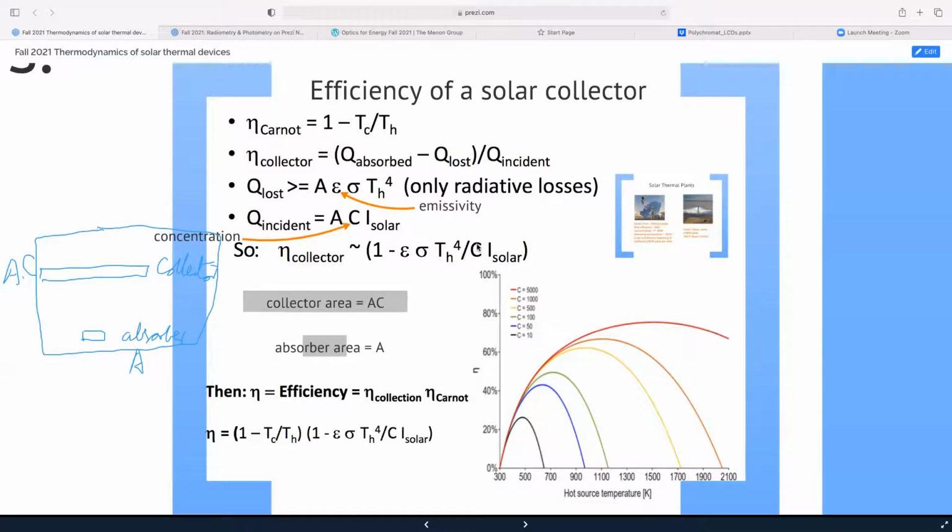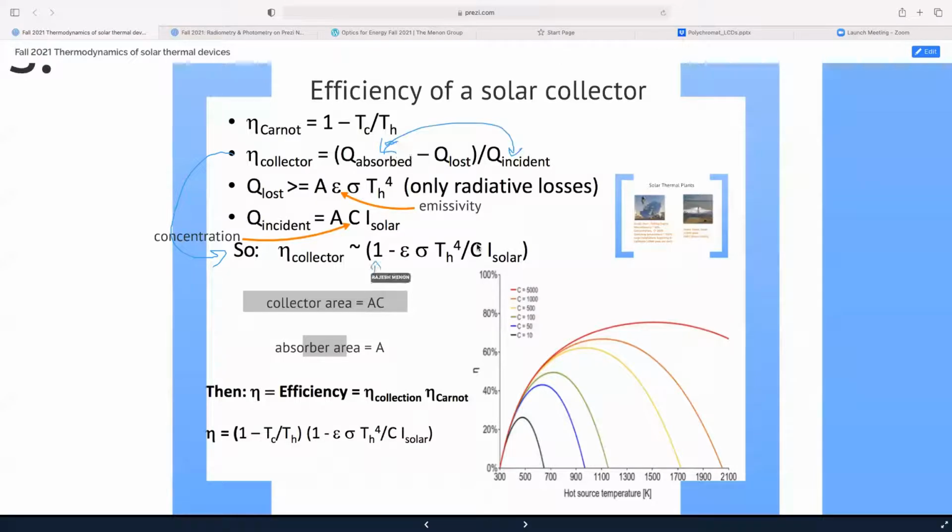So now I can put it all together to estimate the efficiency of the collector. It is simply one. So I'm taking this and putting it here. And I'm assuming that the absorption is 100%, a very simplified assumption. So that's why I get this. This and this are the same, so I get that one minus everything else. It's just simple algebra, right? 1 minus sigma epsilon T raised to 4 divided by C times I solar.